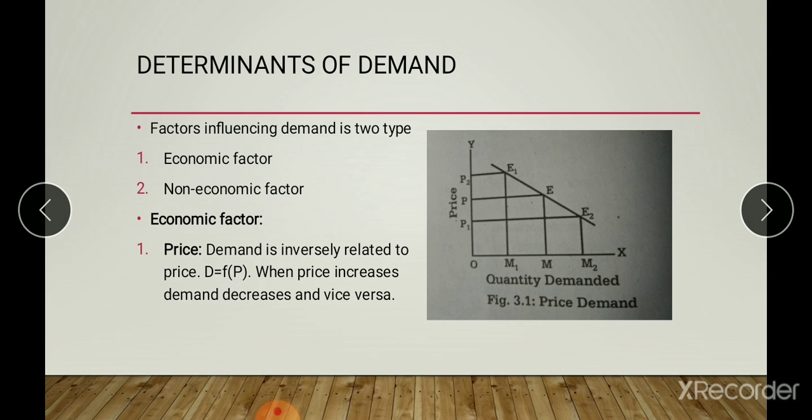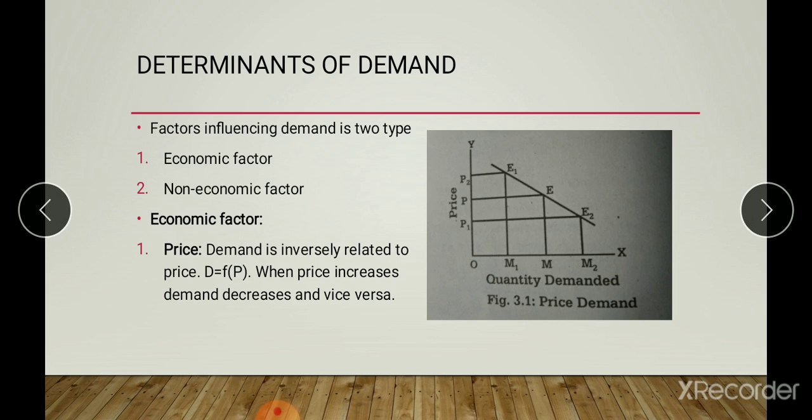Let us discuss firstly economic factor. The first one is price. The price of the product is the most important determinant of the demand. Here the demand is inversely related with the price. As you know, the price and the demand have inverse relationship, negative relationship. When a price increases, demand decreases. When a price decreases, demand increases.